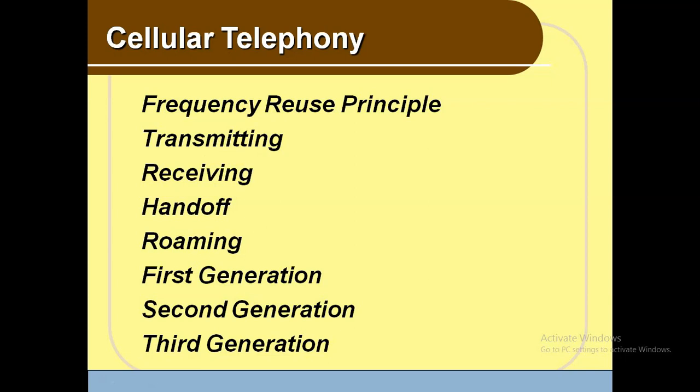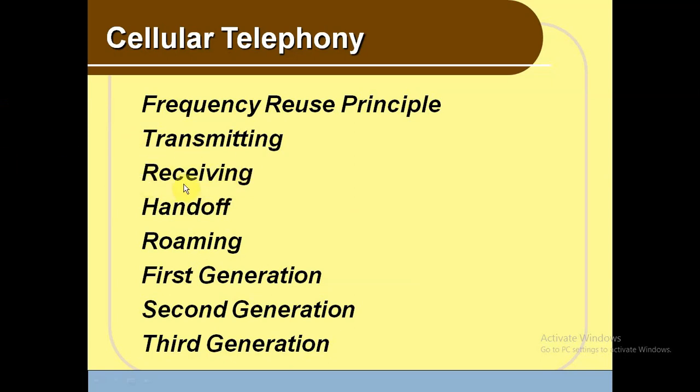If the called party is available for a connection, that result is relayed back to the MSC. At this point, the MSC assigns an unused voice channel to the call, and the connection is established. This is all about transmitting.